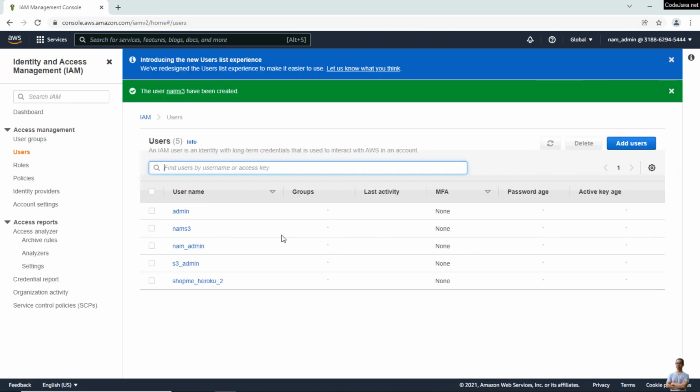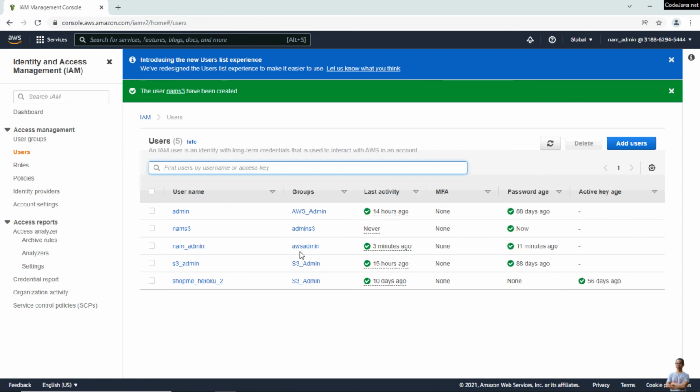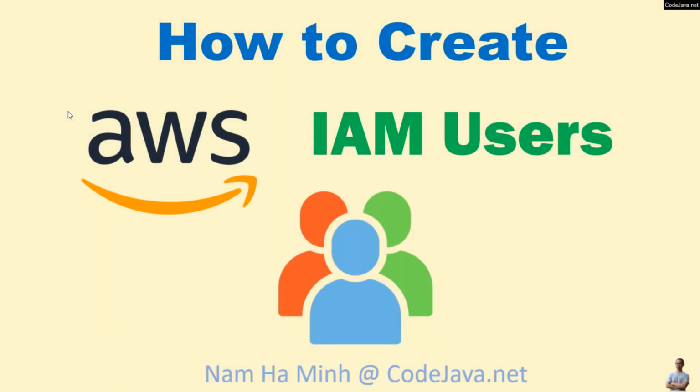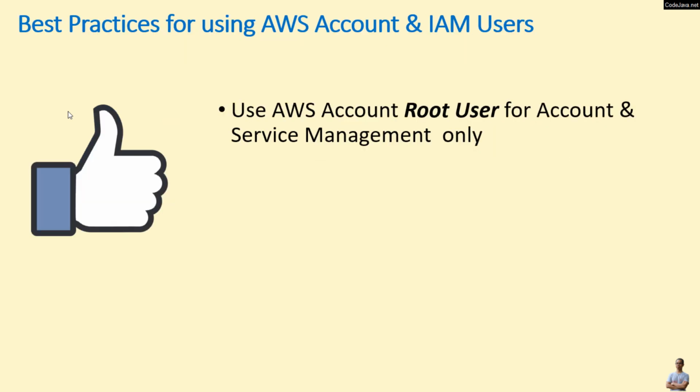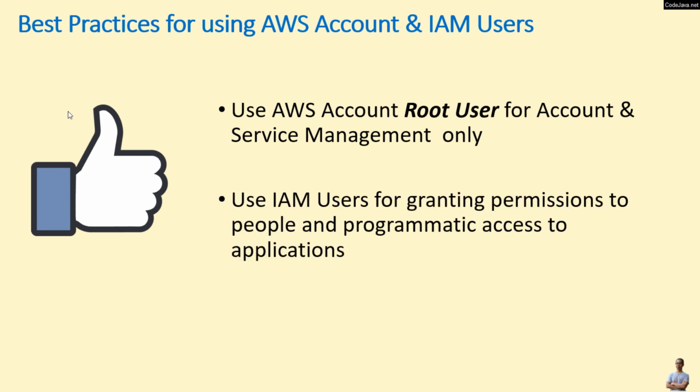So you see, I have been using an IAM admin user to create a new user group and add a new user to that group. The group admin S3 and the user Nam S3 here. Okay, so far we have learned how to create IAM users with Amazon Web Services. Note that you should use the AWS account root user for account and service management only, and use IAM users for granting permission to people and programmatic access to applications.